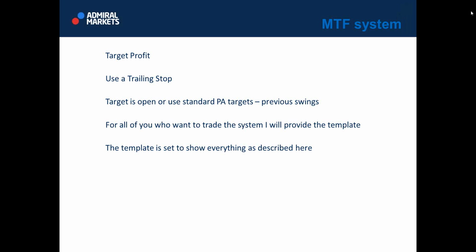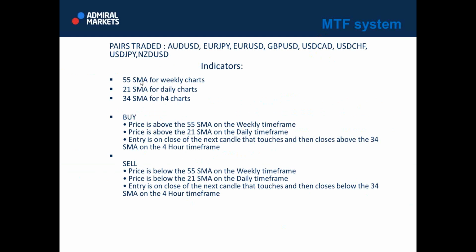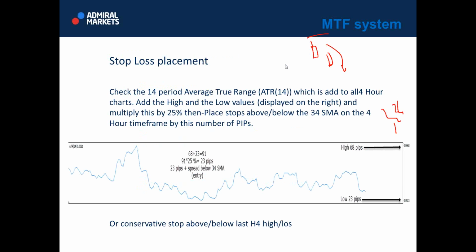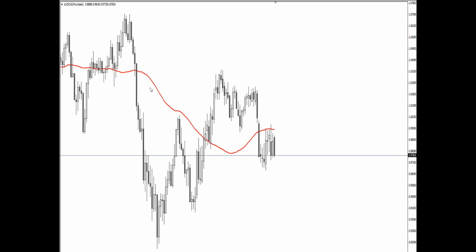The thing about this system is that this template which I will be sending you is ready with everything. On the weekly chart, you will see only the 55 SMA. When you open the daily chart, you will see only the 21 SMA. When you open the 4 hour, you will only see the 34 SMA and ATR. So you won't have many moving averages on your screen. So weekly 55 SMA, the price is below.